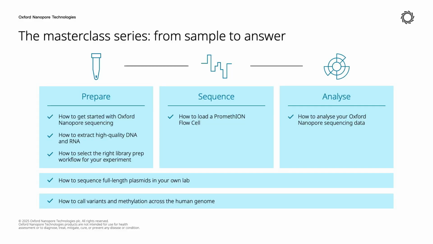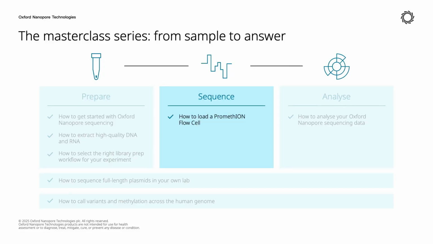A quick reminder, this masterclass is part of a more extended series of masterclasses and lessons where my colleagues and I take you the full path from sample extraction and preparation to sequencing all the way down to analysis of your data generated with Oxford Nanopore Technologies. Additionally, we have a few masterclasses featuring end-to-end applications that are possible with Oxford Nanopore sequencing and technologies. In this masterclass, we'll focus specifically on flow cell loading.